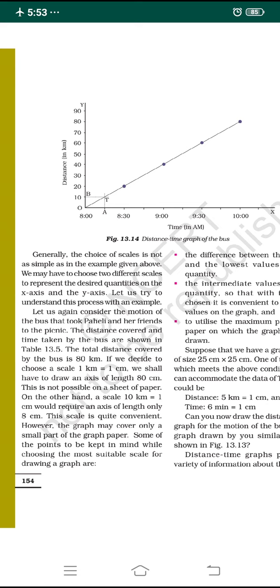Can you explain it? Can you draw it on a graph sheet or not? Yes, easily. It's very convenient. However, the graph may cover only a small part of the graph paper.